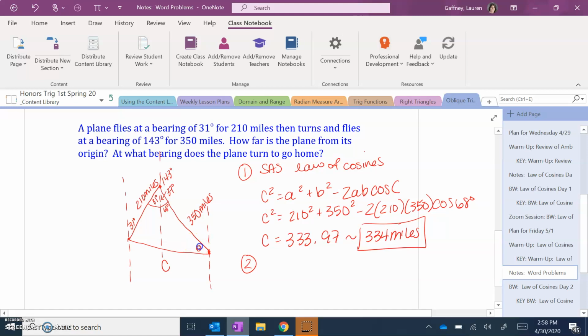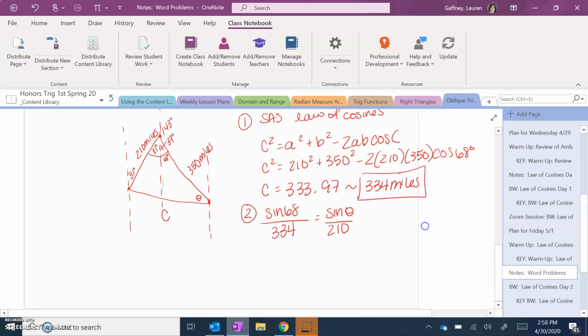So let's start by finding this angle. I need this angle, and I have a side across from it, and I need a pair of angle and side lengths that go together, so I could use this and this at this point because I don't have this pair. So sine of 68 over that 334 equals sine of theta over 210. Please label on your picture so I know what angle you're finding. When I cross multiply and solve, I get that theta is 35.7 degrees. So this whole angle right here is 35.7 degrees.